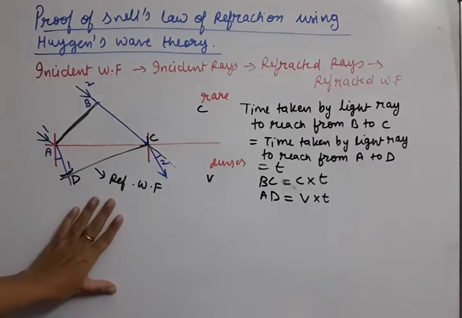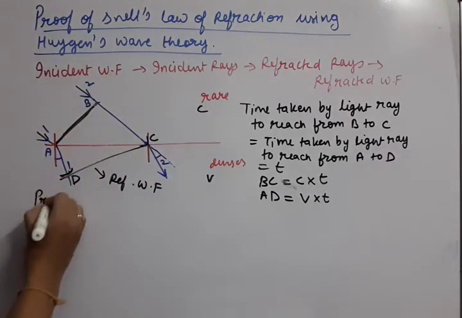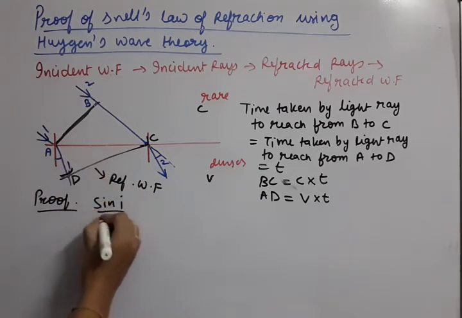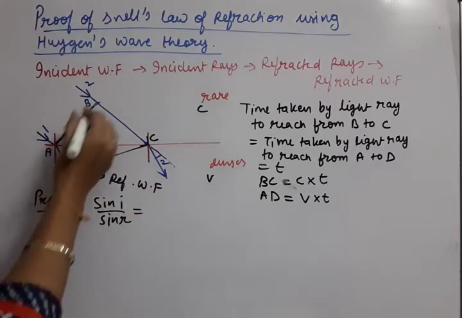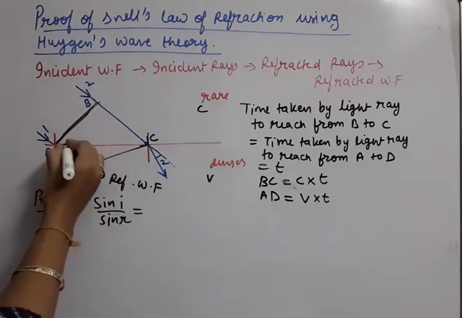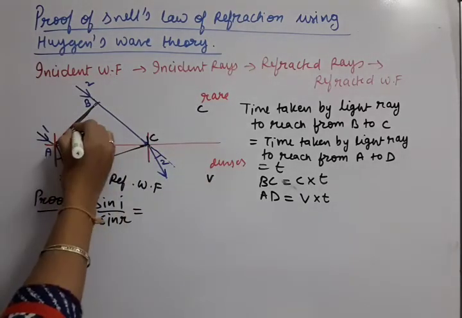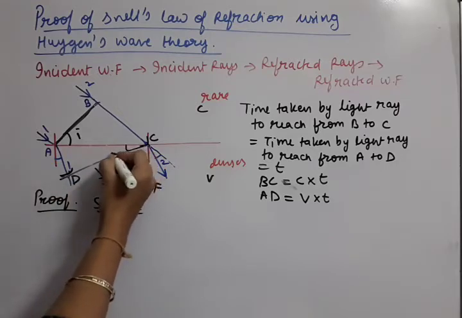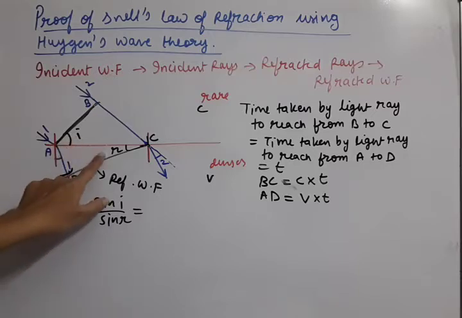Now let us come to the proof of Snell's law. We have completed the diagram part. Now how to do the proof? For the proof, we have to start with the value of sin I upon sin R. So where are I and R? As you know already, the incident wavefront's angle with respect to this separation line is called I, and the refracted wavefront's angle with respect to this separation line is called R, the refraction angle. So angle I is here, angle R is here.